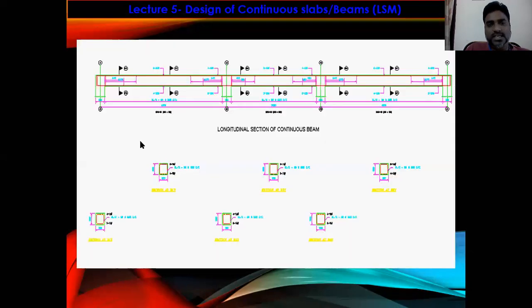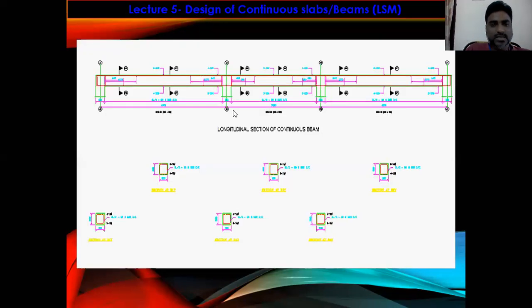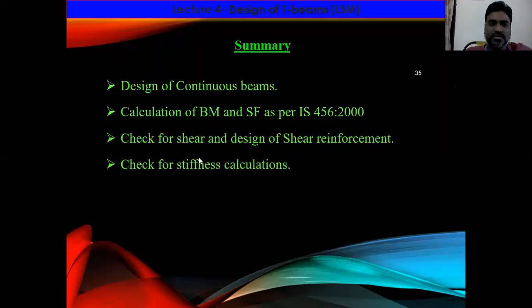So after designing, you need to draw the diagram. I hope it is clear, but you need to draw the total reinforcement details like this. And at each section, you need to draw the reinforcement details separately, right? So this is how, today I'm concluding this class.